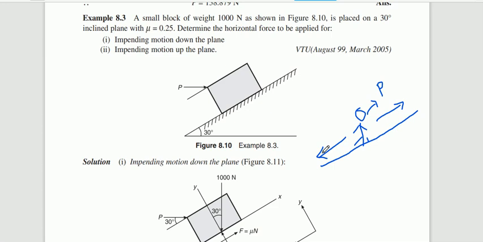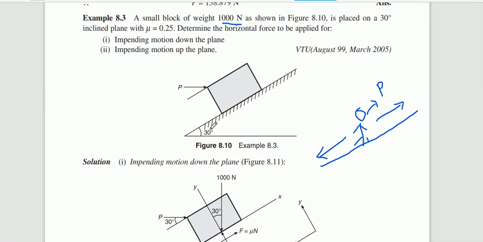So let us discuss this problem. A small block is there. The figure is given in the problem itself. So the block is given, and the weight of the block is given: 1000 is the weight of the block. And it is placed on an inclined plane.